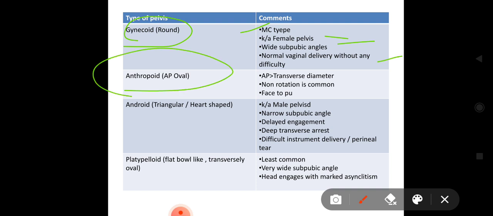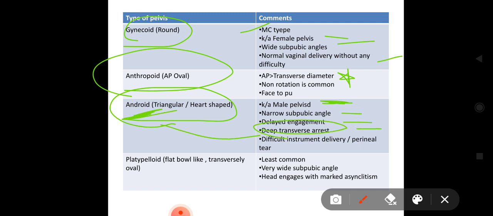Anthropoid: the anteroposterior part is oval. AP diameter is more than transverse diameter in anthropoid. Non-rotation is common. Face to pubis delivery occurs. Android, or triangular or heart shaped, is known as the male pelvis. Android is male: narrow subpubic angle, delayed engagement, deep transverse arrest is common in android pelvis. These all MCQ questions can be asked. This table is very important. Difficult instrumental delivery occurs, so perineal tear occurs.